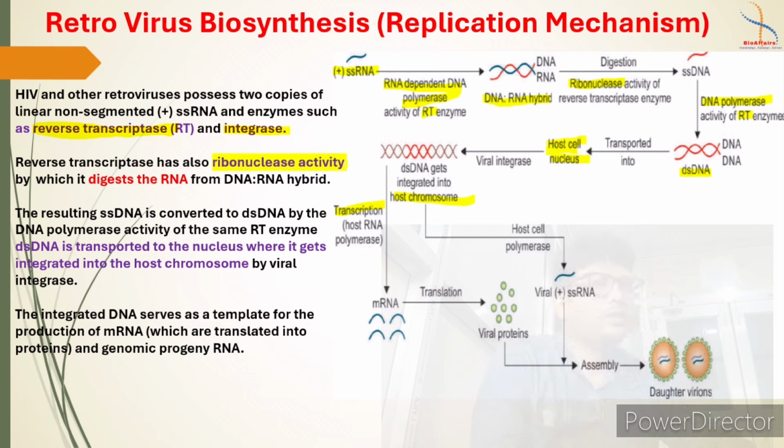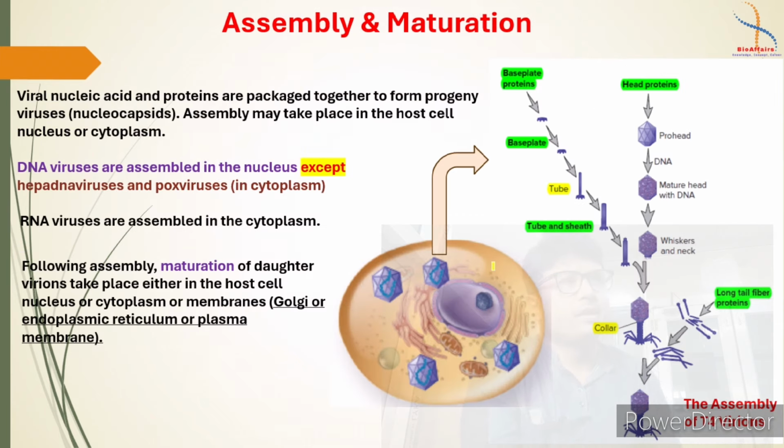Now, this is the total mechanism of retrovirus replication. Just remember these two enzymes, reverse transcriptase and integrase, which are very, very important for the functioning of HIV or related retroviruses. Okay. Now coming to the assembly and maturation part, the sixth step, then the release is there.